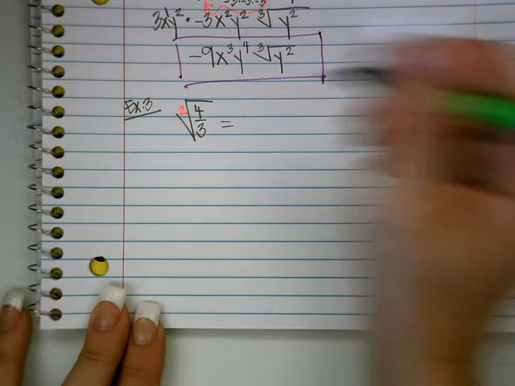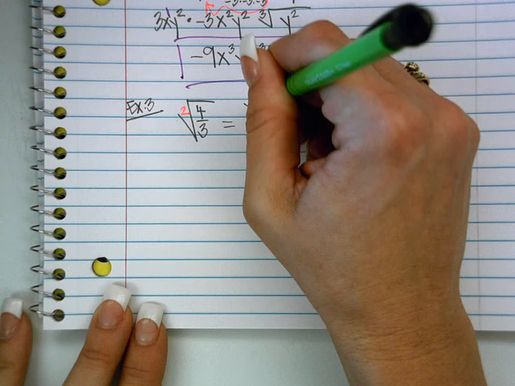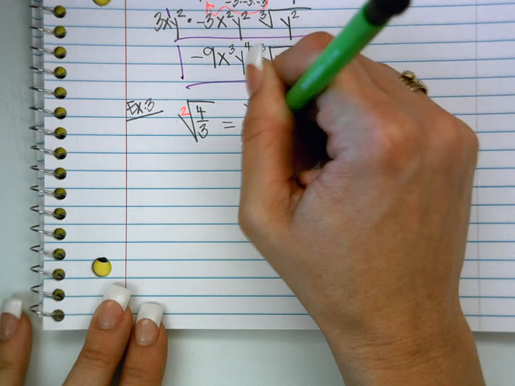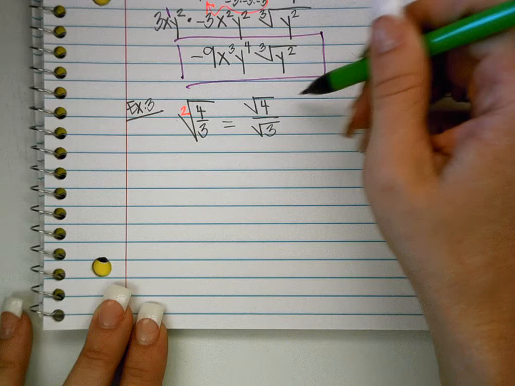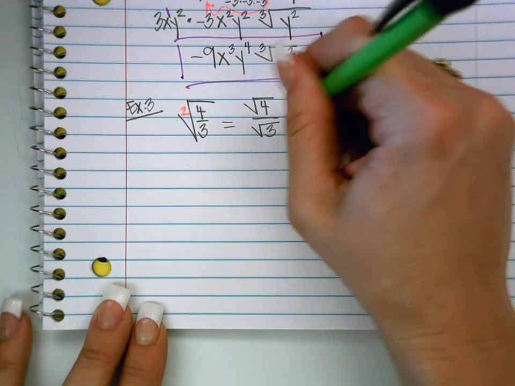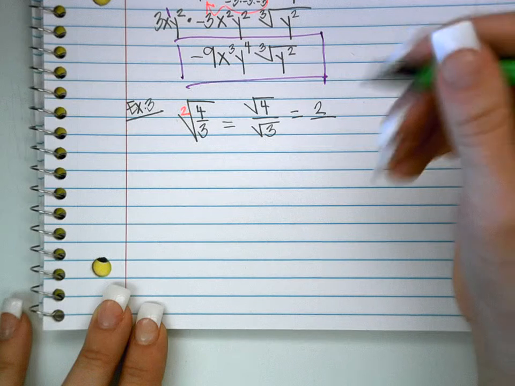Then I want you to break up this large root into 2 little ones. So we're going to write 1 over the 4 and 1 over the 3. Then I want to break things down if you can. Do you know what the square root of 4 is? 2. Just gave it to you. 2 over, do you know what the square root of 3 is? No.